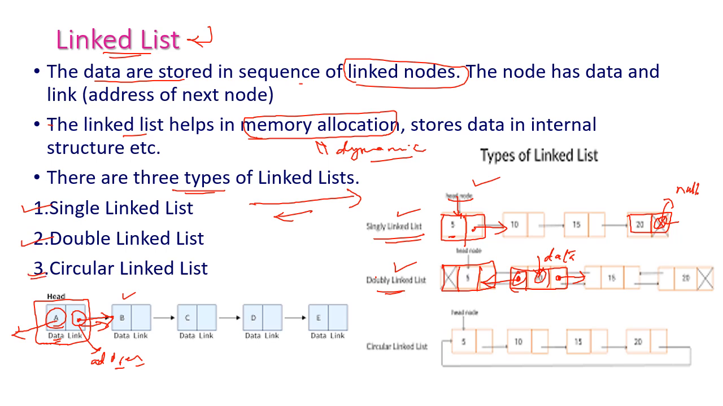And the last one is the circular list. When we come to the circular list, this is exactly the same as the singly linked list, that is, only two slots are there, but in the last node the address portion is pointed to the first, that is the head node. Hence it will become a circle, right? So this is the circular list. So there are three types of linked list: singly linked list, doubly linked list and circular list.